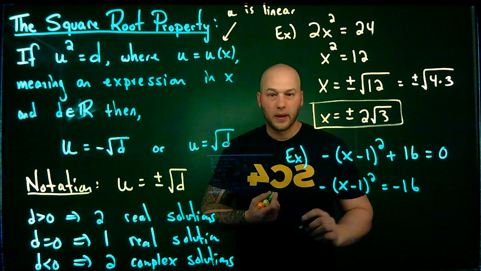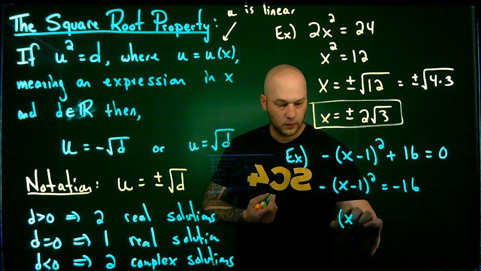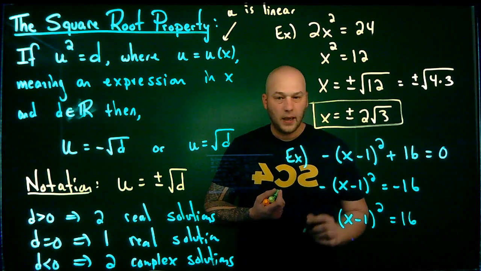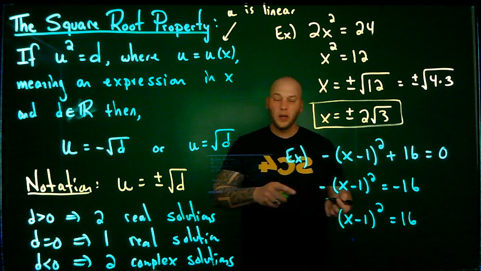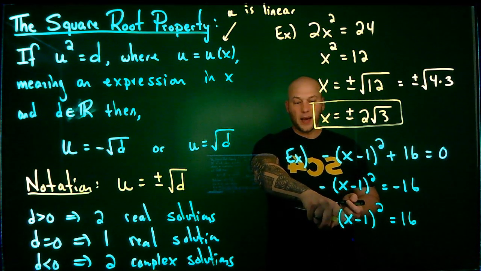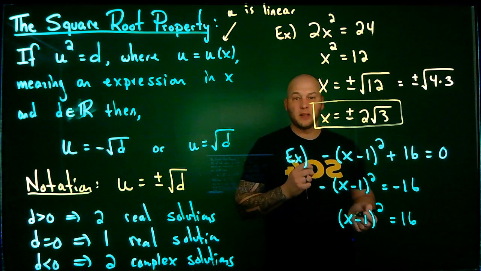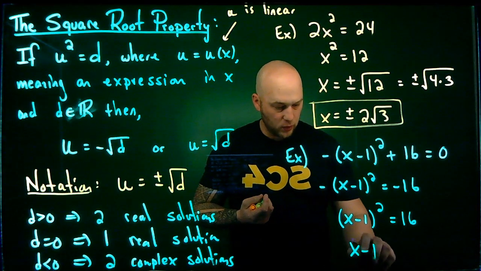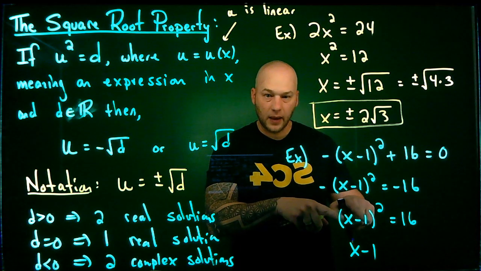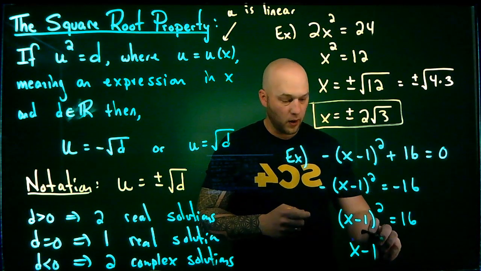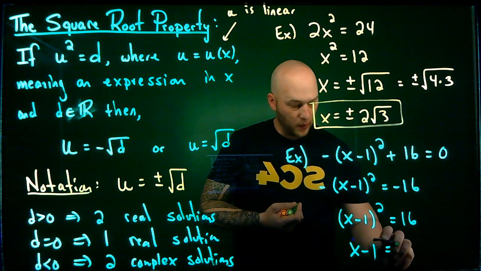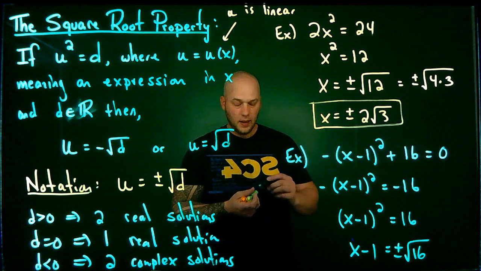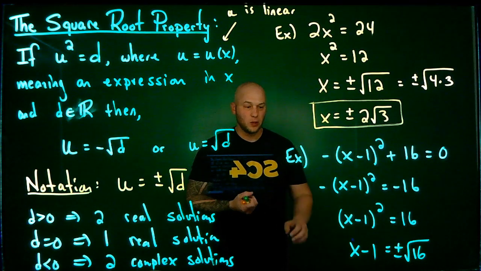I could divide by negative 1. And now I do have it in the appropriate form, where in this case u would be x minus 1, and then d would be positive 16. All right, the square root property then says x minus 1, the base on the left side, where I get rid of the square, is equal to plus or minus the square root of the value d. So plus or minus root 16.